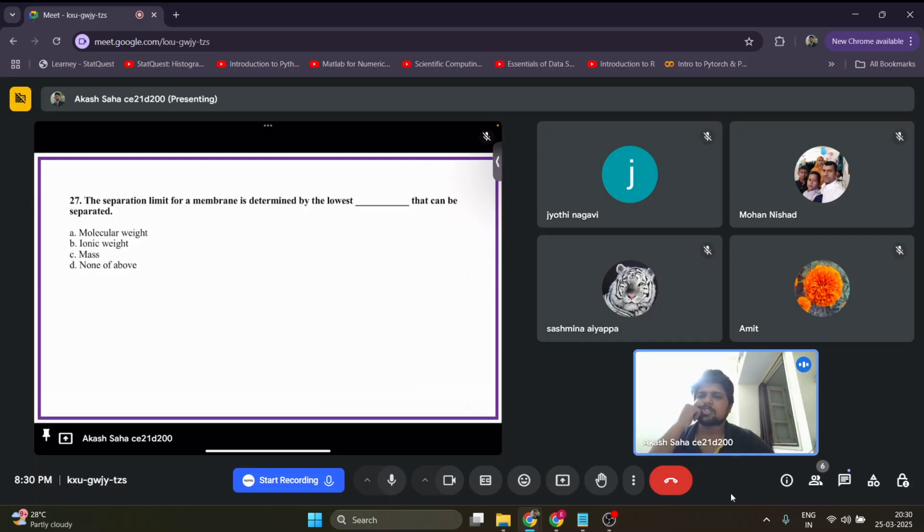Last question. The separation limit for a membrane is determined by the lowest dash that can be separated. So separation limit is defined as per molecular weight, ionic weight, or mass.